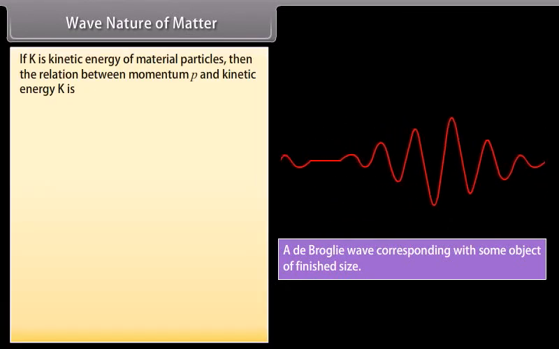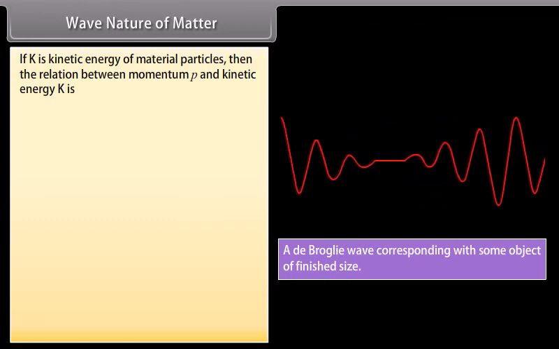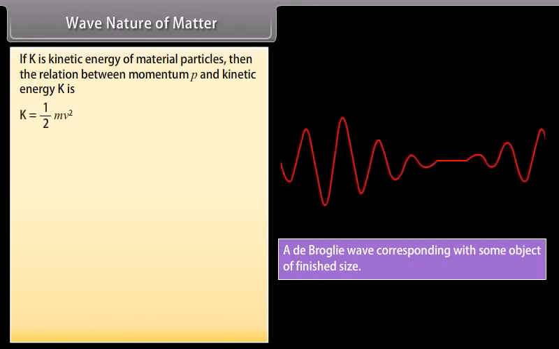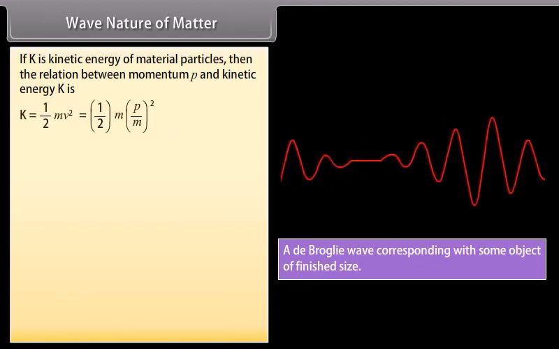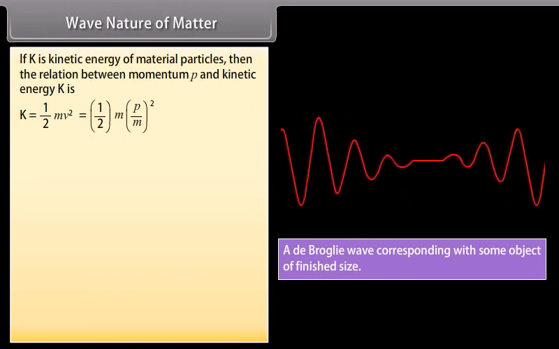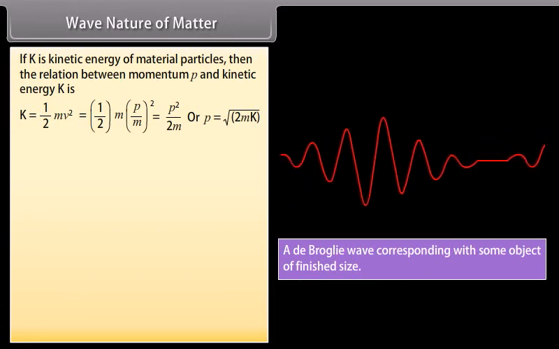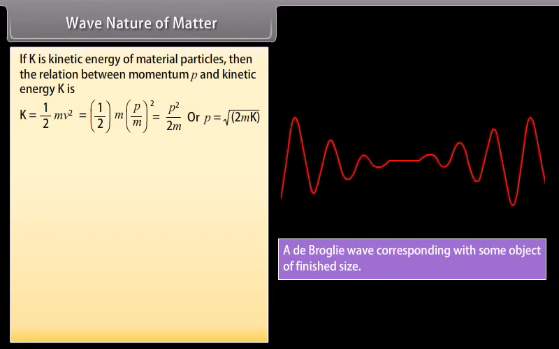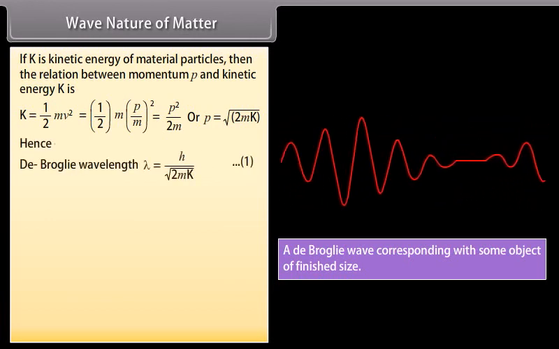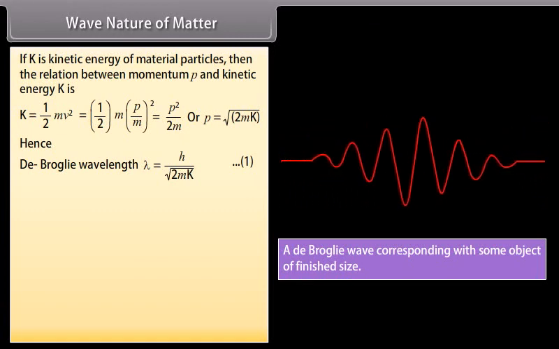If K is the kinetic energy of material particles, then the relation between momentum p and kinetic energy K is K equals 1 by 2 mv square, which is equal to 1 by 2 into m into (p by m) square, which equals p square by 2m, or p as square root of 2mK. Hence, the de Broglie wavelength lambda is equal to h by square root of 2mK. Name it as 1.